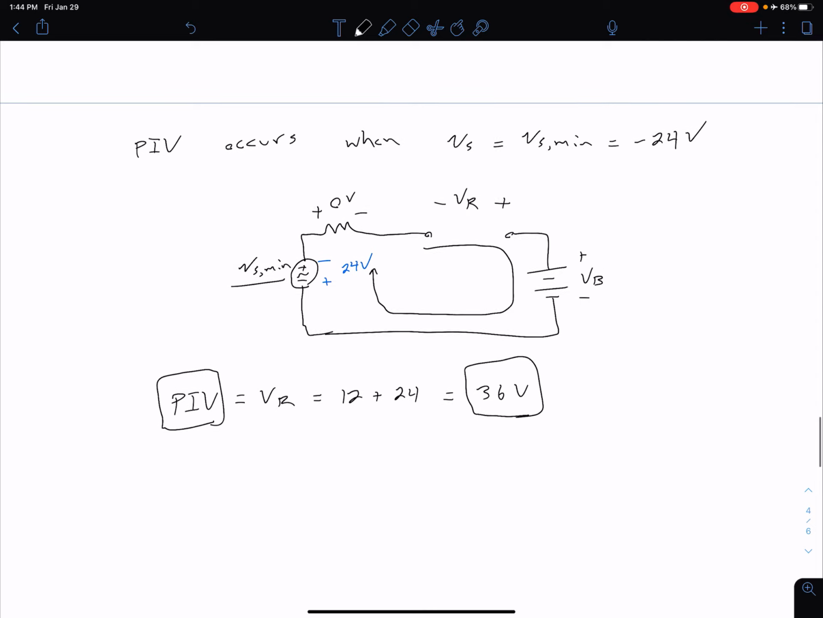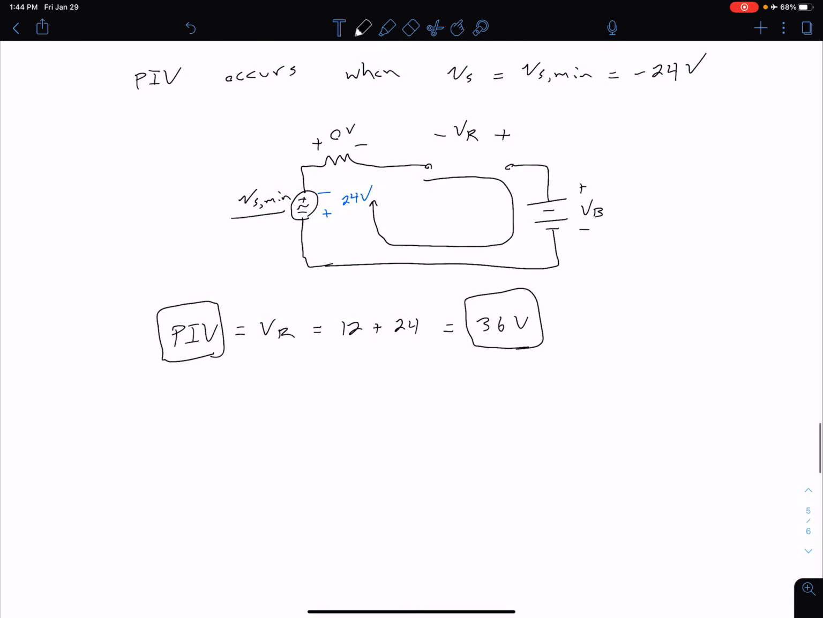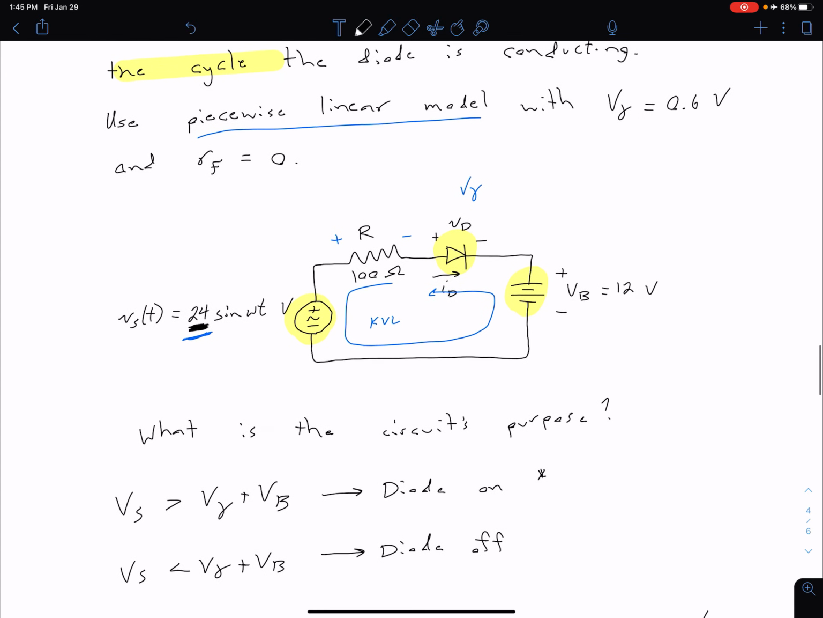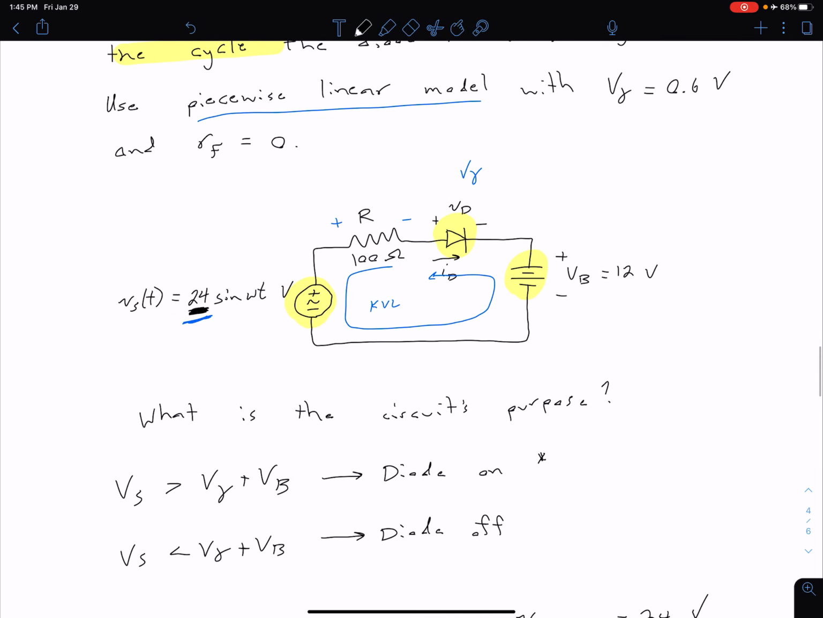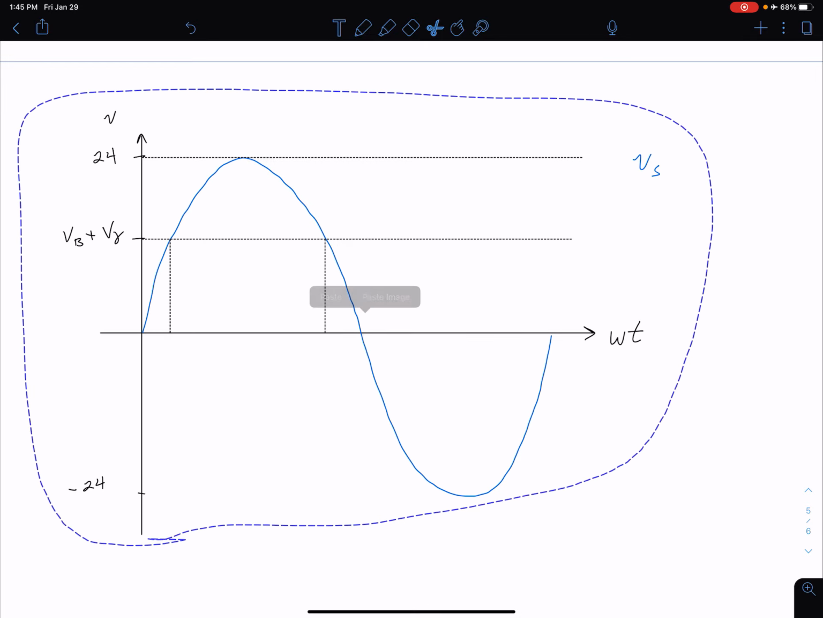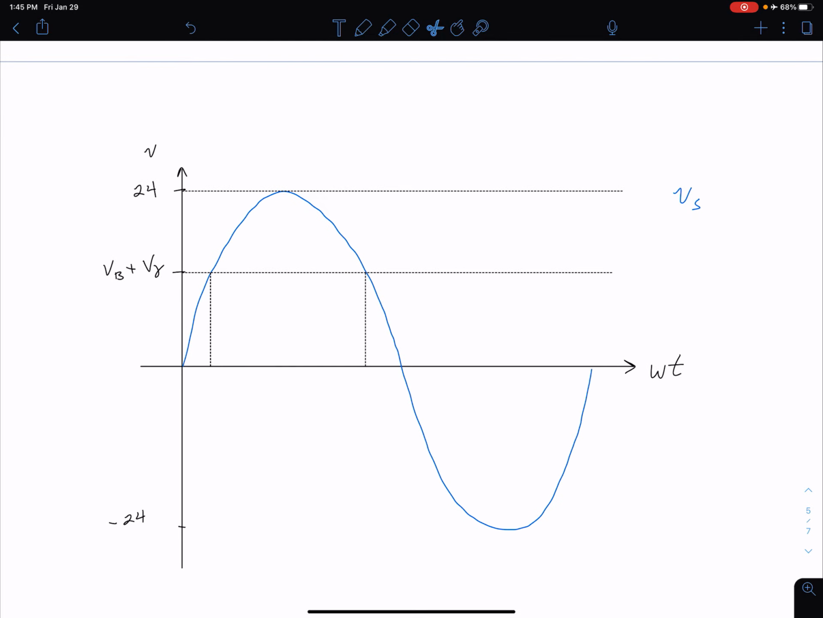Okay, so there are our first two items, and we had seen how to do that before, but now for our third item, this is something new. We want to determine the fraction of the cycle that the diode is conducting. And ultimately, we're going to relate that to efficiency of our charger. So in order to get a better idea of what we're doing here, let's come down to a new page and let's look at a plot similar to what we saw in our previous video.